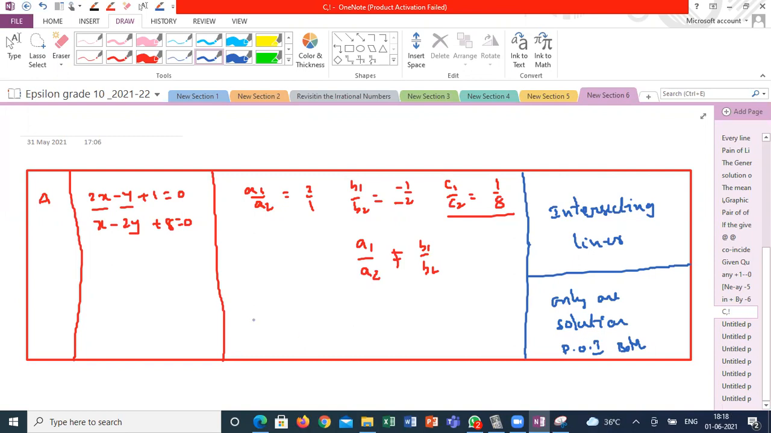In this case, technically we are calling these equations consistent and independent. Both lines have only one common solution. Got it? What is the second case you got?